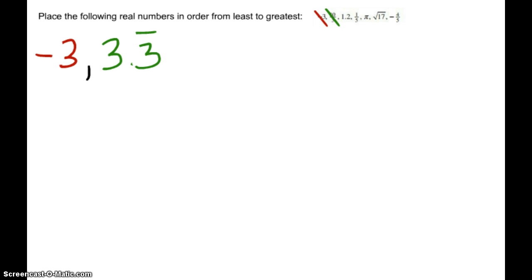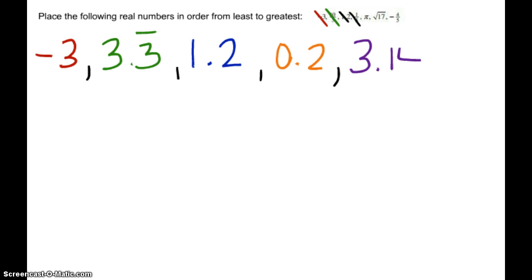1 and 2/10, I'm going to leave that as 1 and 2/10. 1/5, you know, is 1 divided by 5. You also know that it's a benchmark fraction. So 1/5 can be written as 2/10. Now we have pi, and pi is approximately 3 and 14/100ths. Not exactly, but approximately.